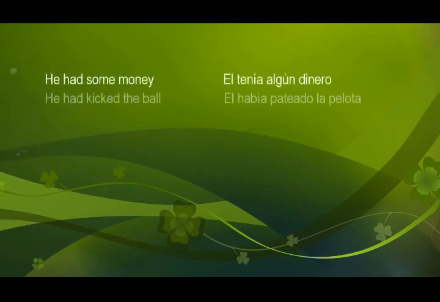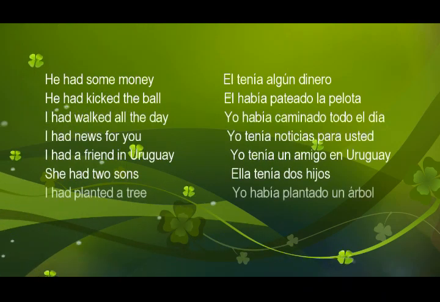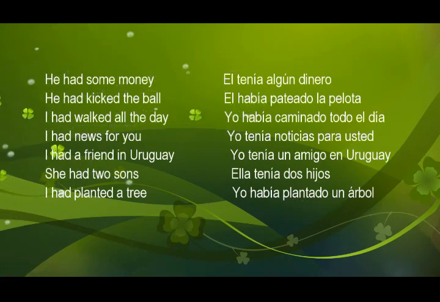He had some money. He had kicked the ball. I had walked all the day. I had news for you. I had a friend in Uruguay. She had 2 sons. I had planted a tree.